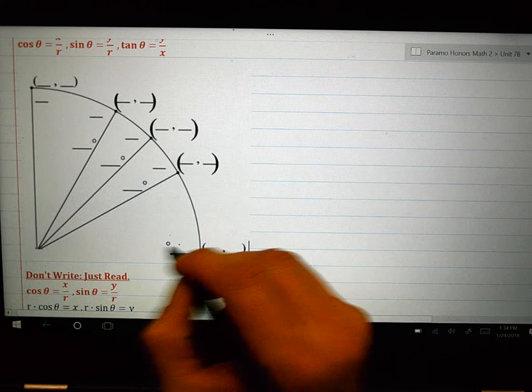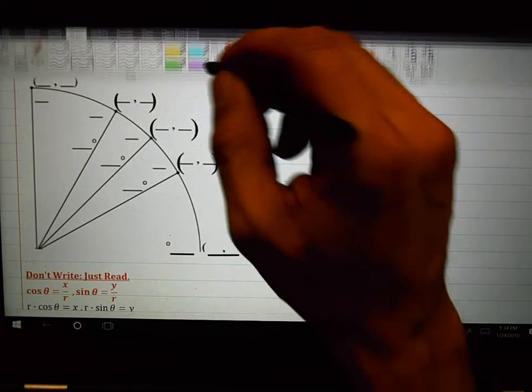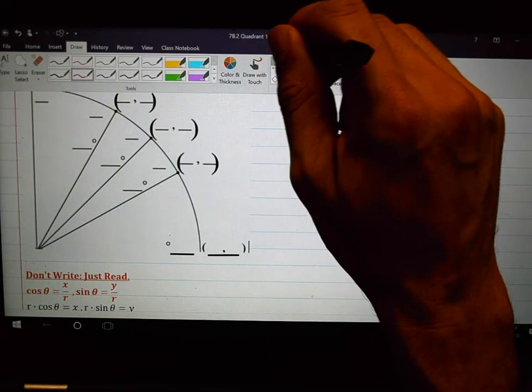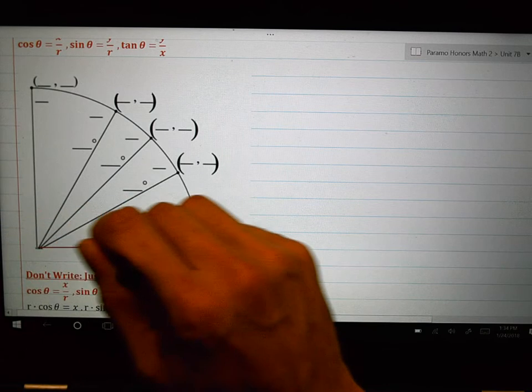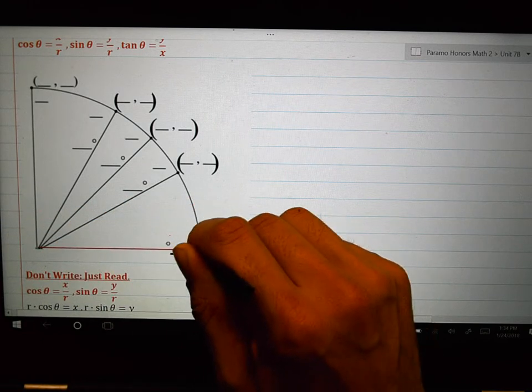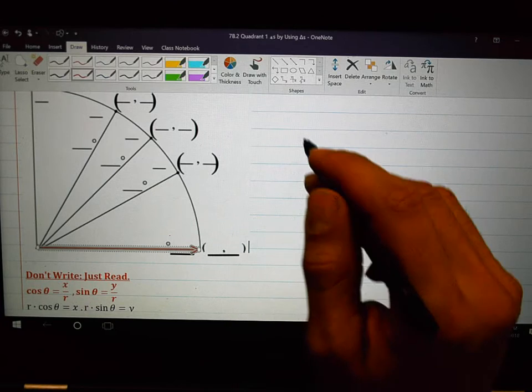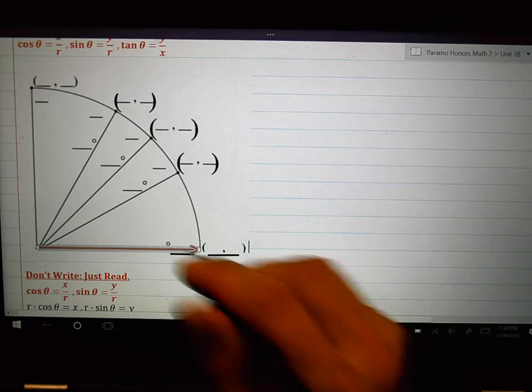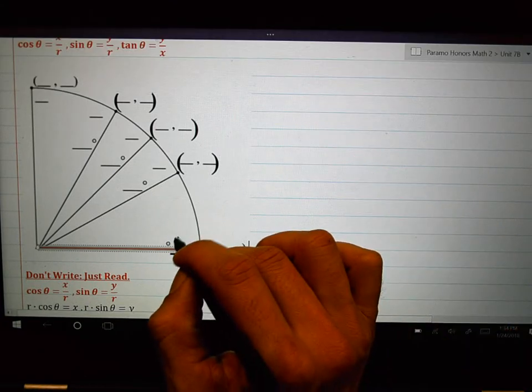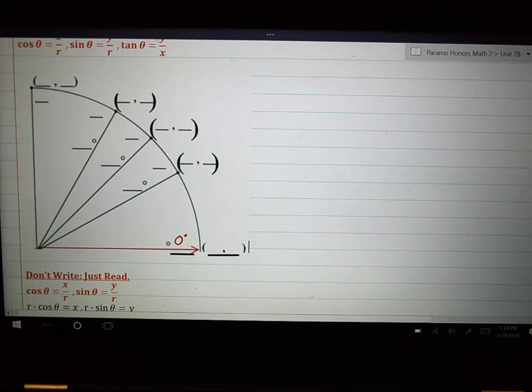How many degrees if you have a terminal ray? Let's do that. Let's go from here to here, right about there. If I have that, how many degrees are we going? That is 0 degrees.